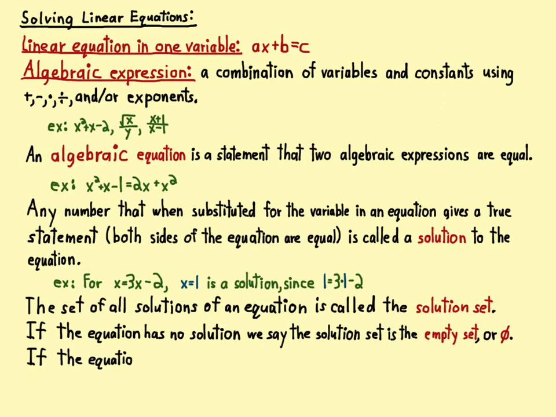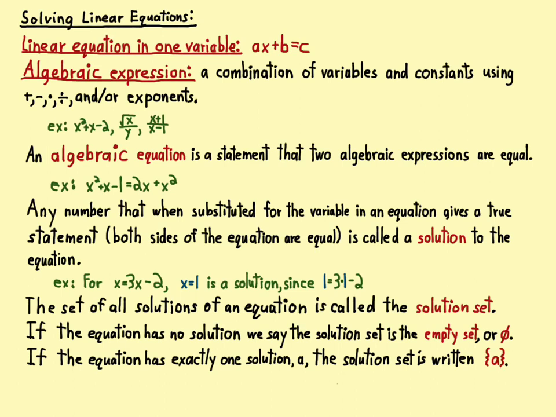Okay. If the equation has exactly one solution, say for example a, the solution set is written a inside curly brackets. The curly brackets are used for a set. So that's a solution set. If they ask for the solution, you would just write a. If they ask for the solution set, you write open curly bracket a, close curly bracket. Okay, so be careful about that.